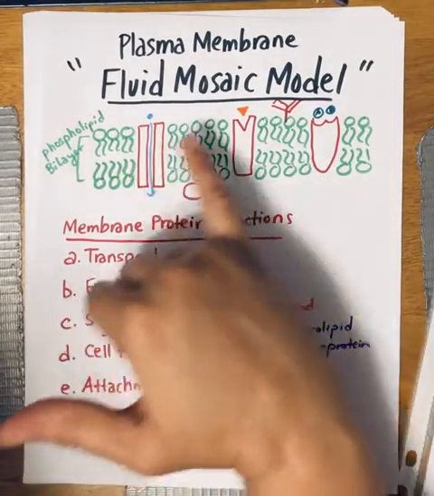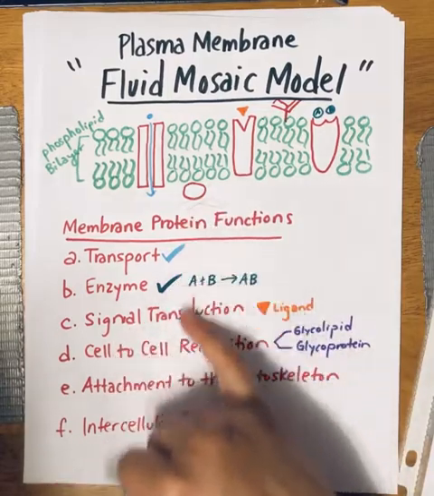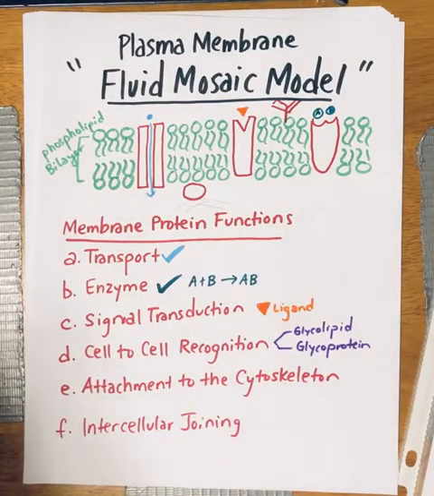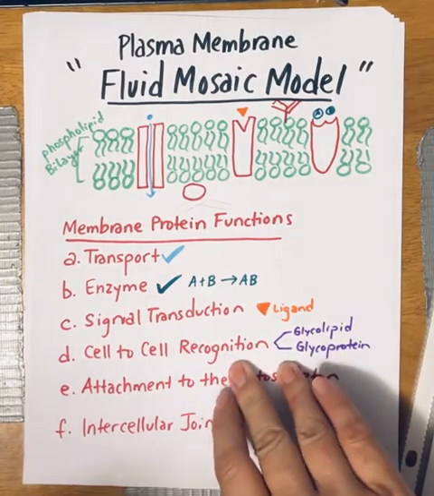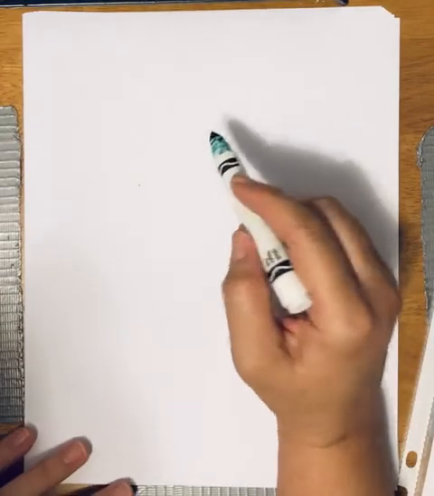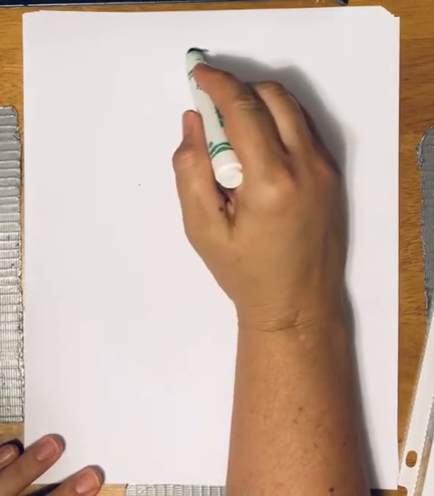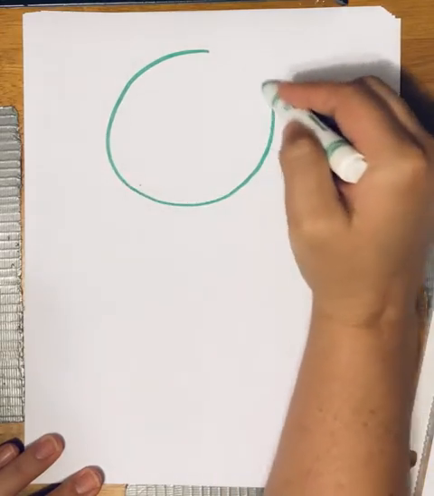Now, the shape of the protein determines its function. And to me, it's easier to draw out and be like, oh, okay, that makes sense. That's the fluid mosaic model. Now, there's one last thing that I need to talk about when we talk about the plasma membrane. Maybe two things that I need to talk about.